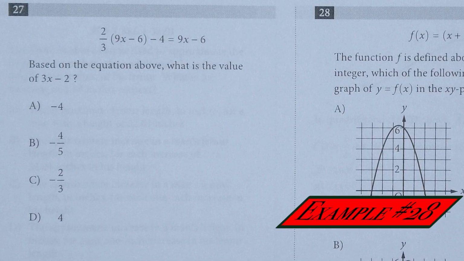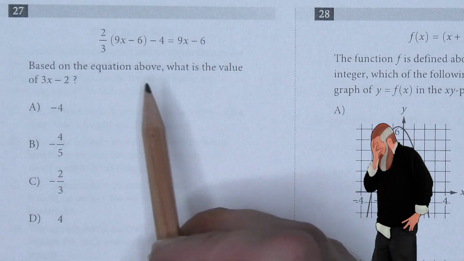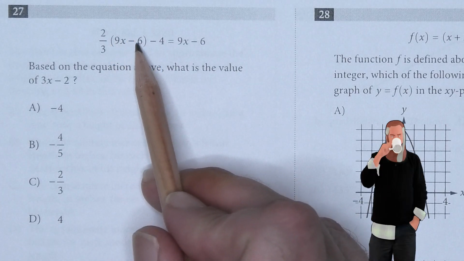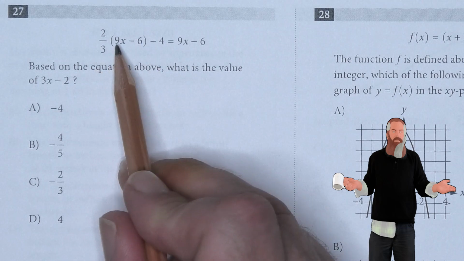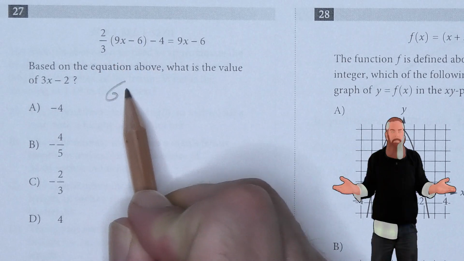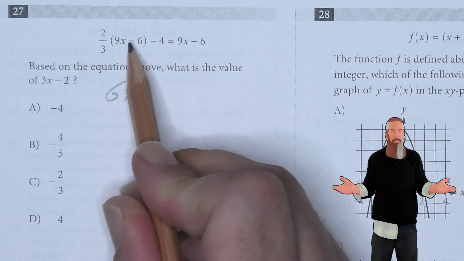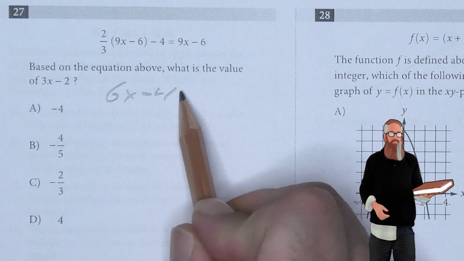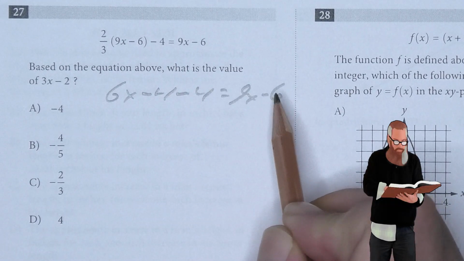Based on the equation above, what is the value of 3x minus 2? This means that we're going to have to get rid of these parentheses. So if I distribute the parentheses, what I wind up with is 2 over 3 times 9, which is 6, and it's an x. And 2 over 3 times negative 6 is a negative 4. I have that minus 4, and this is equal to 9x minus 6.